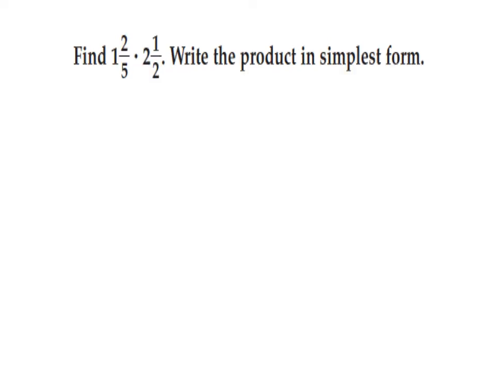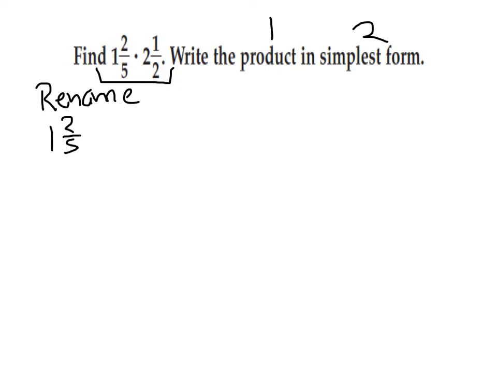Right, let's continue on finding the product and putting it in the simplest form. This time our change in what we're doing is that we have some mixed numbers. We're going to rename them. So we're going to rename the two. The first thing I'm going to do is say 1 2/5. Multiply the 1 and the 5 and then add the 2. So I get 7/5.